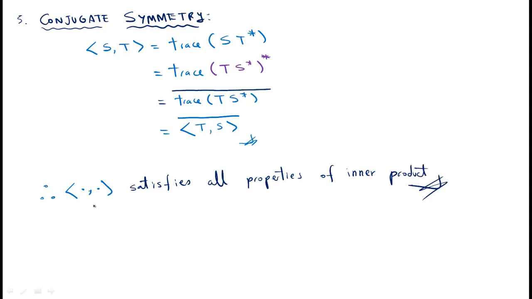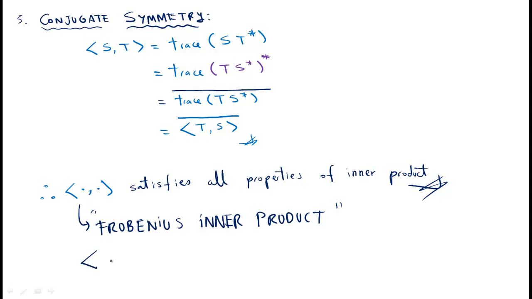Also, this inner product is very famous. This inner product is also called the Frobenius inner product, and by definition for matrices, it is also equal to the trace of A times B adjoint.